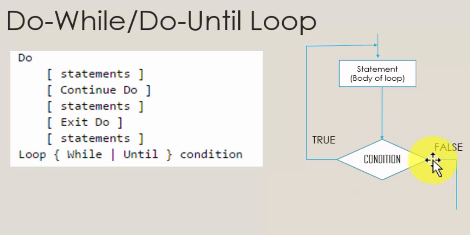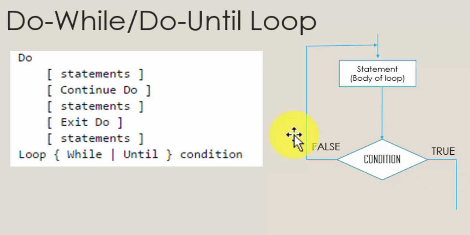Now if the loop terminates when the condition is false, this is going to be the kind of do while loop, and it keeps looping as long as the condition is true. On the contrary, the do until loop, that's why in the syntax we have both the do while loop and the do until loop. The do until loop is a post-condition loop that keeps looping as long as the condition is false, and it terminates when the condition is true.